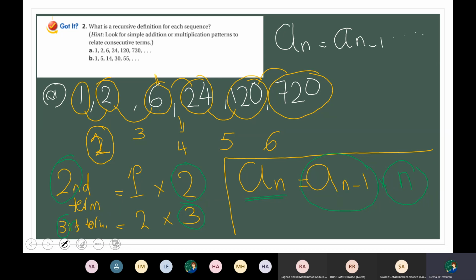Is it clear now? Grade 10? Yes, it is. Yes. Yeah.